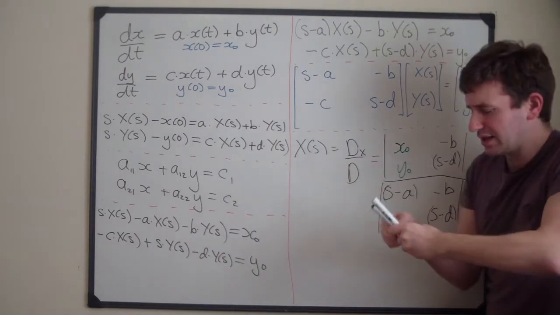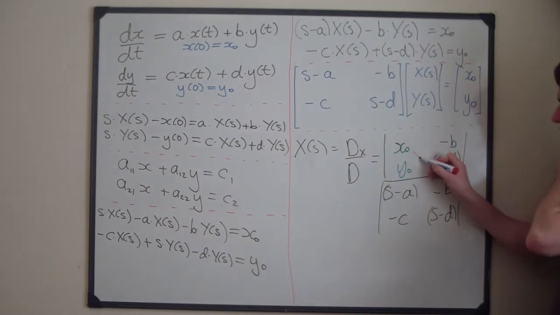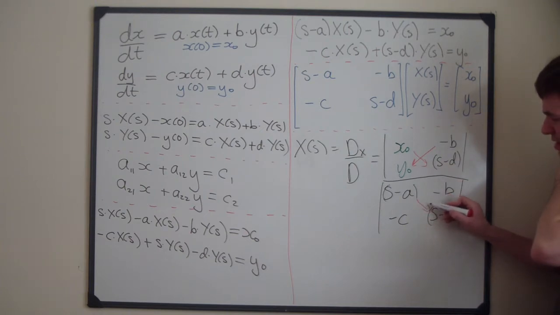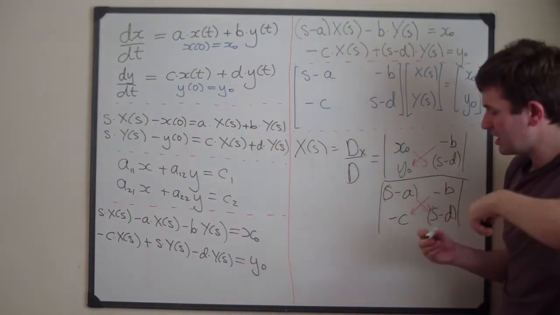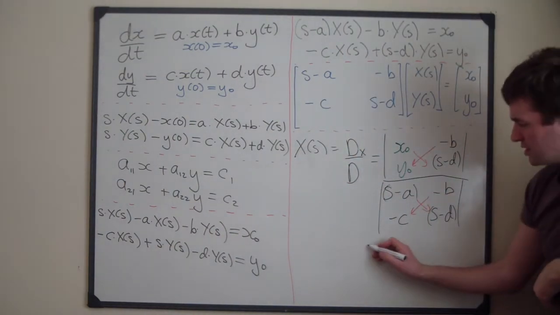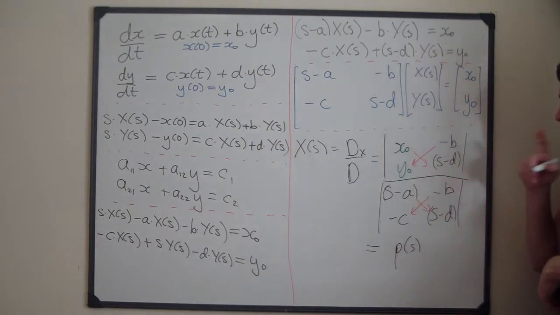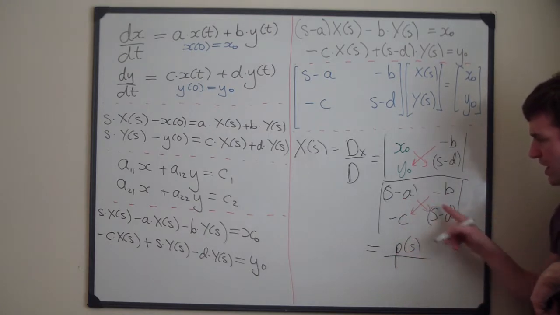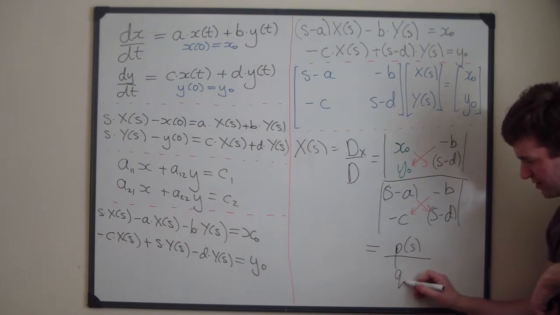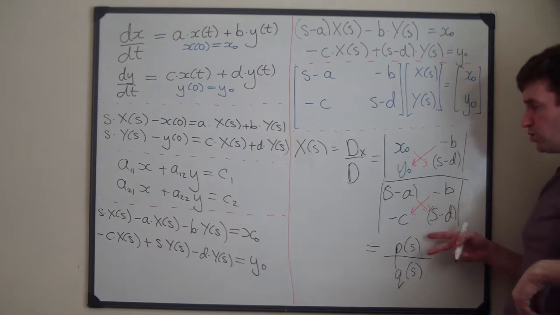And do you remember how to calculate these? Do this by this, right down diagonal, minus this by this. And this by this, minus this by this. And what you end up with is a so-called rational function. The thing on top will just have one s in it, and the thing on the bottom will have an s squared in it, so this would be a Q of s. And this thing, you want to send this back.